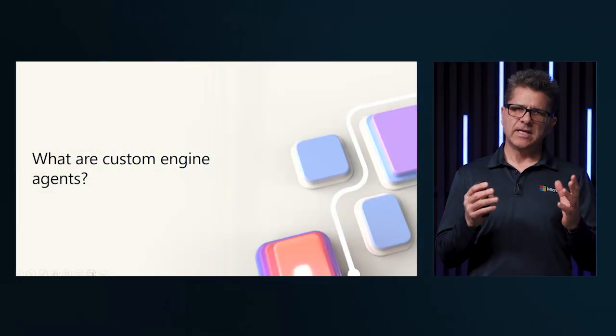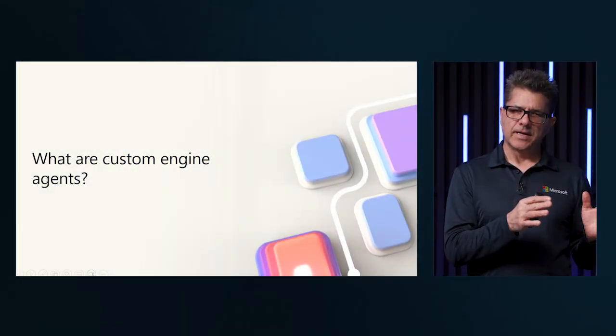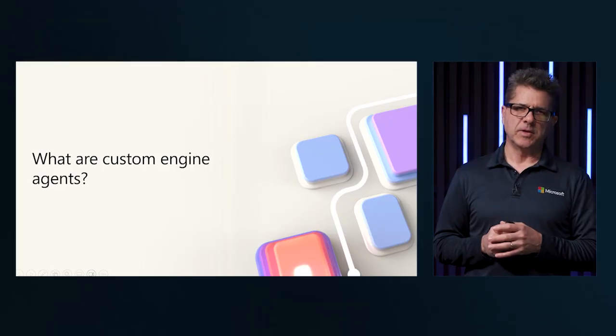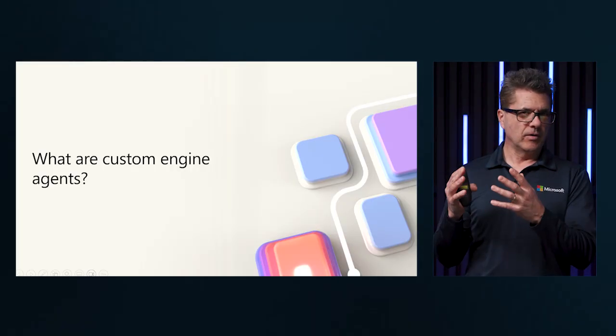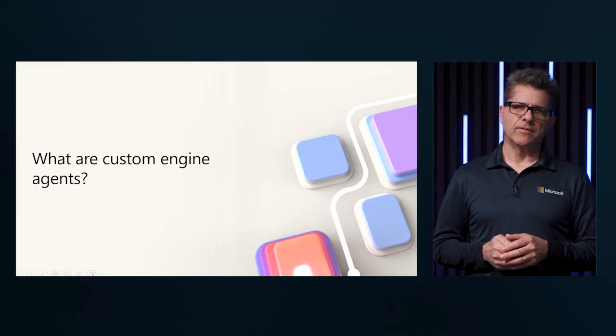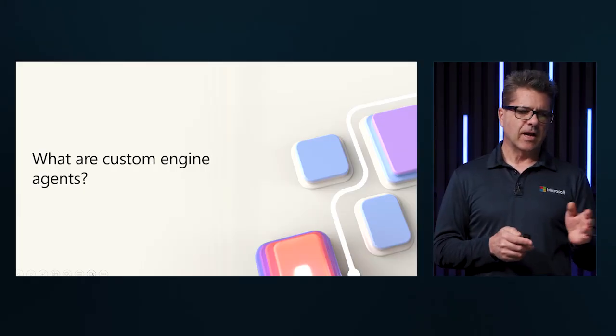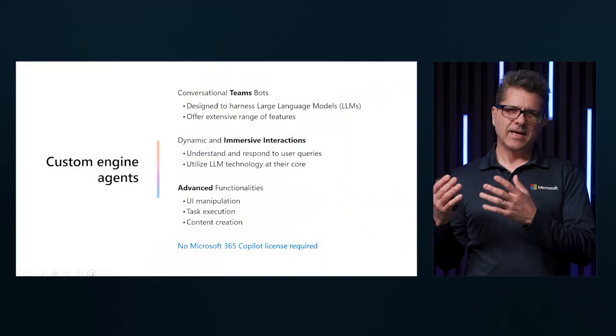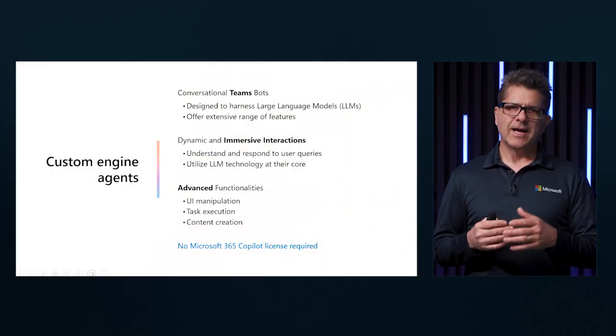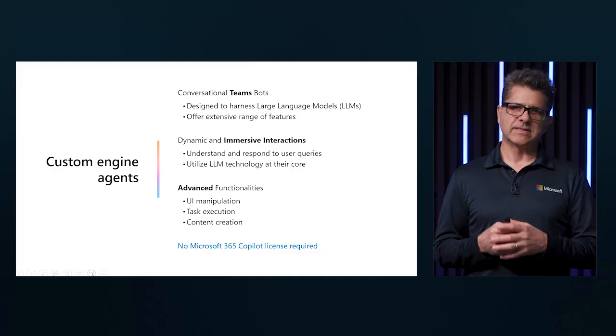Now that we've seen the Copilot interface and where the agents are going to be located, particularly the declarative agents, a very low code or no code kind of configuration, let's talk about the custom engine agents. We did mention that custom engine agents are advanced Teams bots, for example.